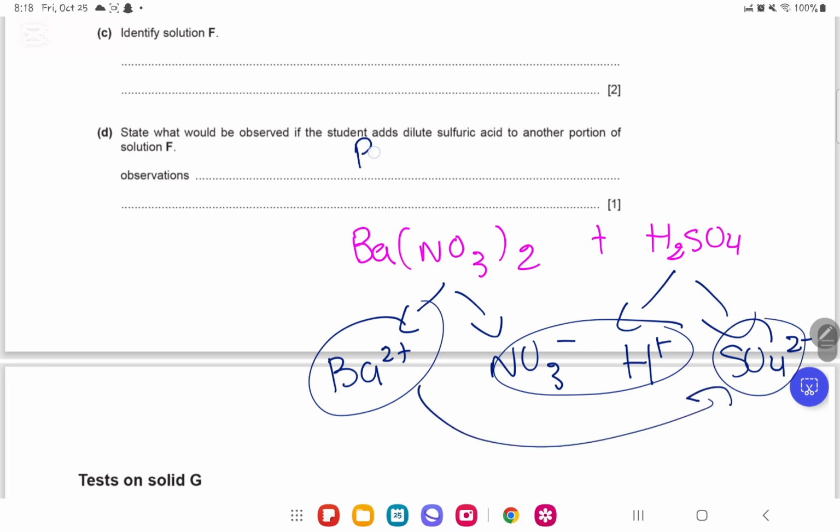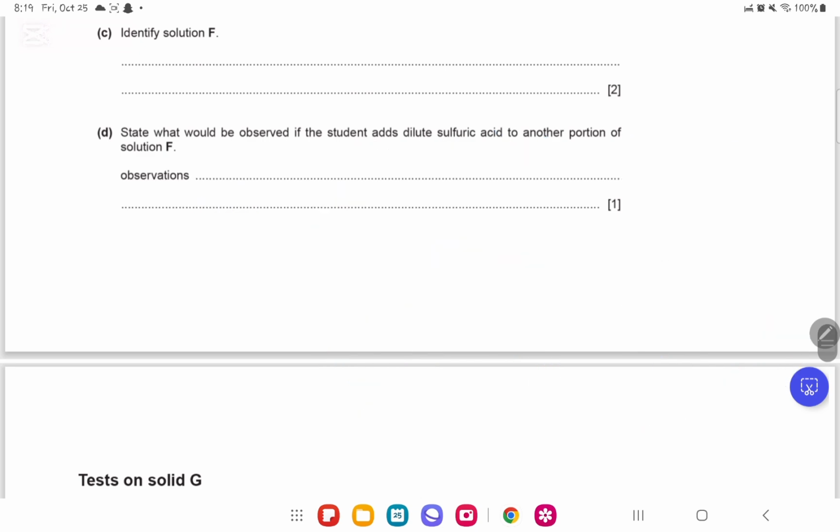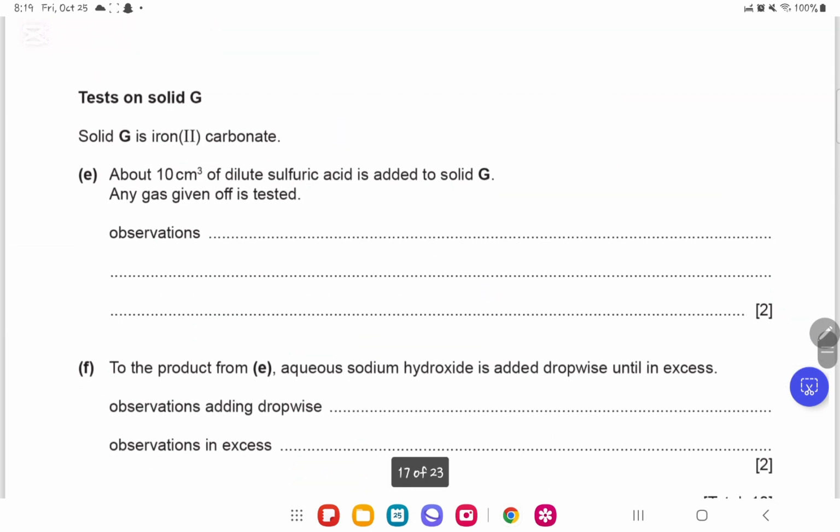So then you're going to have BaSO4, and it will be a white solid. It will form a white solid. So the observation is a white precipitate, because we found that BaSO4 will form a precipitate, and then HNO3 is soluble, so it won't do anything. So for part D, we have a white precipitate.